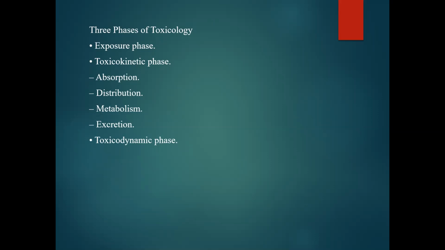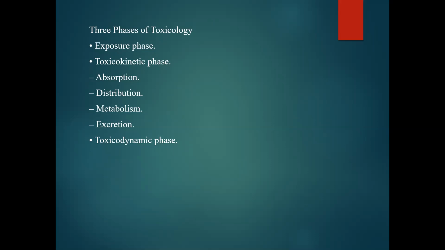As we all know, absorption is the movement of any type of substance, in this case the toxic substance, from the local site to the systemic circulation. So it can be pulmonary, the gastrointestinal tract, or the percutaneous layer. Now we have the distribution.